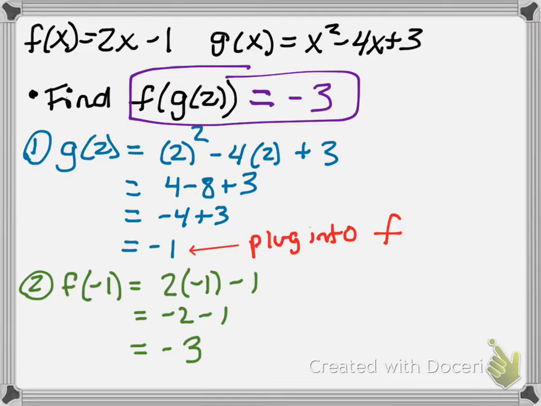So you take what's inside the parentheses and plug it into the function it's assigned to. We plugged 2 into g and got negative 1. Then we take that value and plug it into f, because that's the function on the outside. So you start inside the parentheses and work your way out.